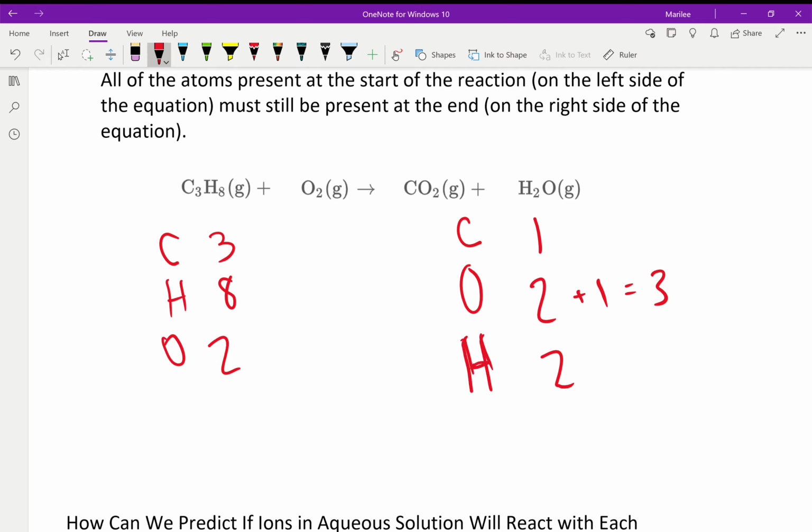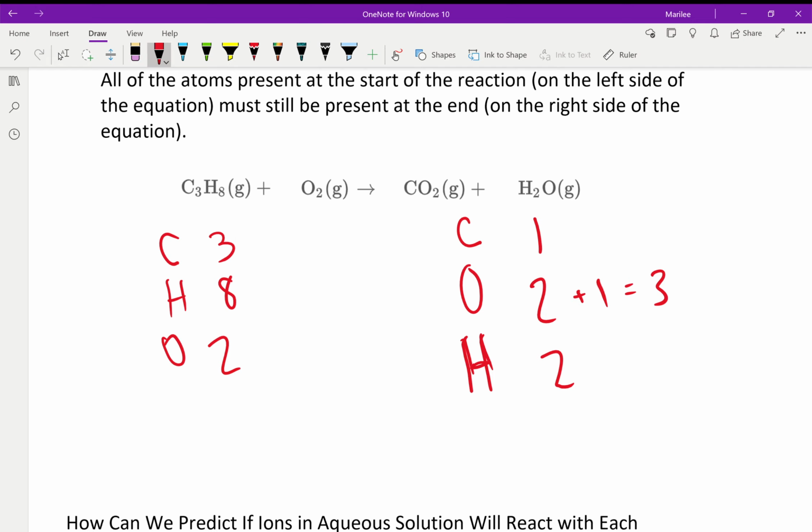You guys see that? We have 3 carbon on the left side, 1 carbon on the right side, and we have 8 hydrogens on the left, 2 hydrogens on the right. So we need to balance this. How do we balance this? We have to multiply and make sure that each side is balanced.